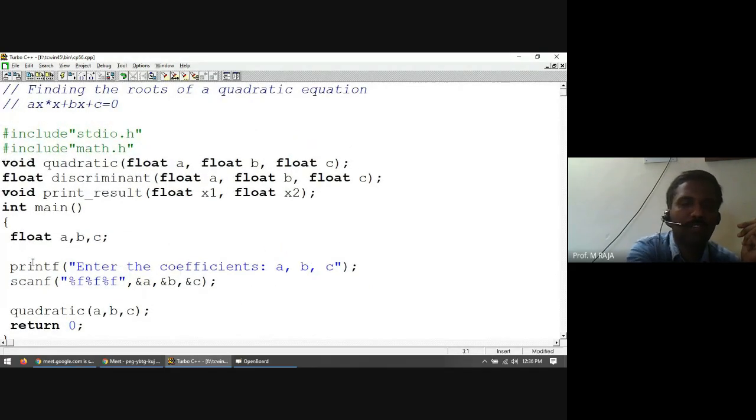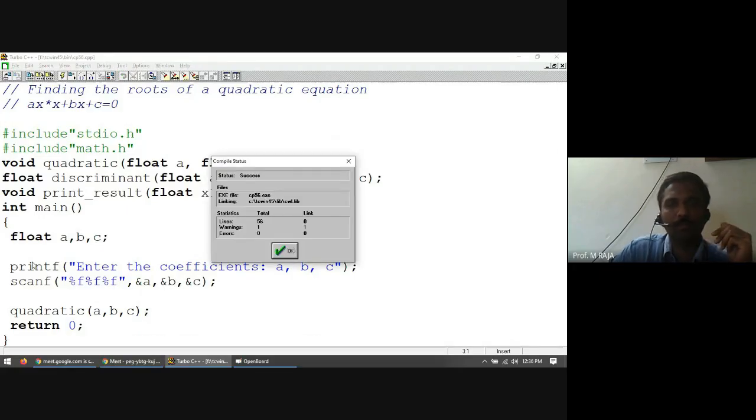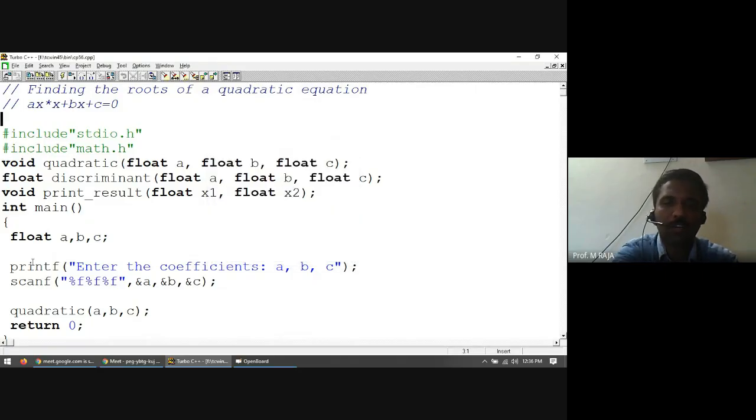Now let us check the result. F2, F9. Yes, the program finished its compilation. Zero errors are reported. Control F9.